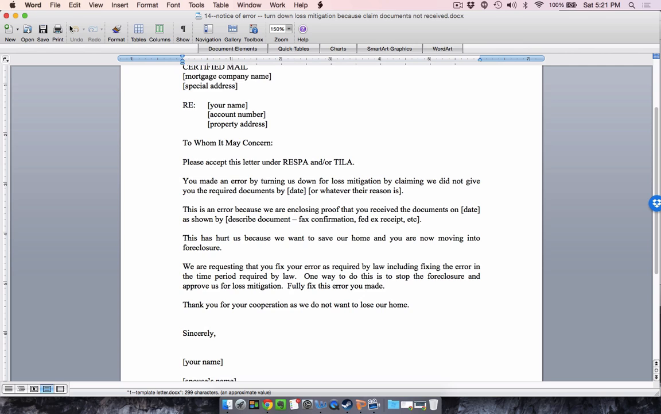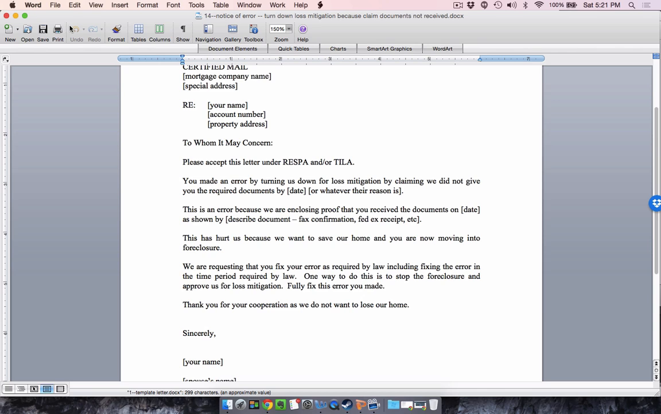Well, doesn't that sound like they've made an error? Because now they're kind of changing the rules, saying, oh, well, it wasn't your bank statements, it was not having a profit and loss. That's why we're turning you down. So you'd send a notice of error. You made an error turning me down for not providing profit and loss because you never asked me for it. And look at your letter of whatever date. It says clearly I just have to give you my bank statements by whatever, the 15th, and I did that.